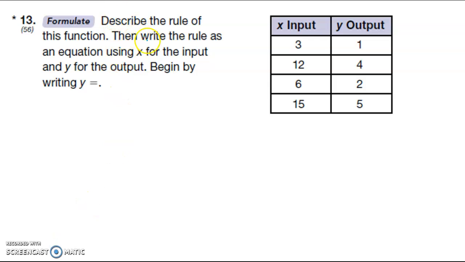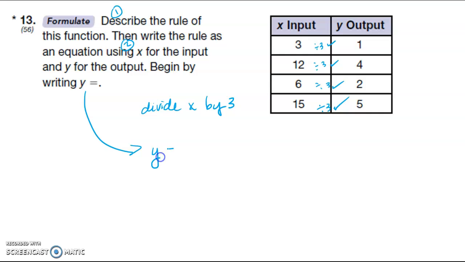Yay. Describe the rule of the function, first thing. Then write the rule as an equation. Okay, so let's see. When I put in 3, I get 1. When I put in 12, I get 4. I think it's divide by 3. Let me see. So this is divide by 3, checks. Divide by 3, that checks out. Divide by 3, that checks out. Okay, so it works all the way down. We have to make sure that it works for each one. So the rule is that we divide x by 3. And if I'm going to write it as an equation, y equals x over 3. That is my answer.